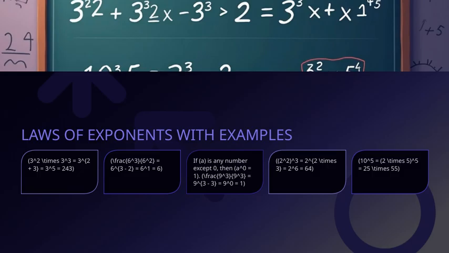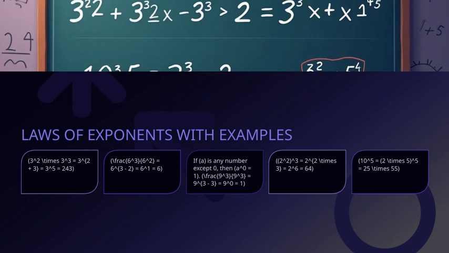Next, if we divide two powers with the same base, we subtract the exponents. For example, 6 cubed divided by 6 squared equals 6 to the power of 3 minus 2, which simplifies to 6 to the first power, and that's just 6. Now, an important rule: any non-zero number raised to the 0 power equals 1. So 9 cubed divided by 9 cubed simplifies to 9 to the 0, which equals 1.